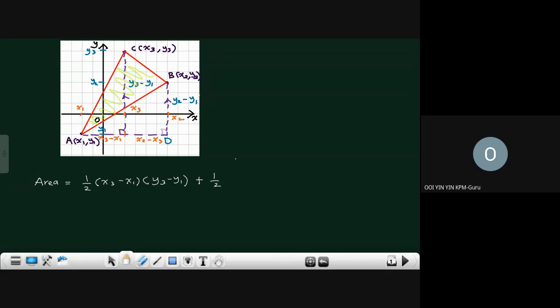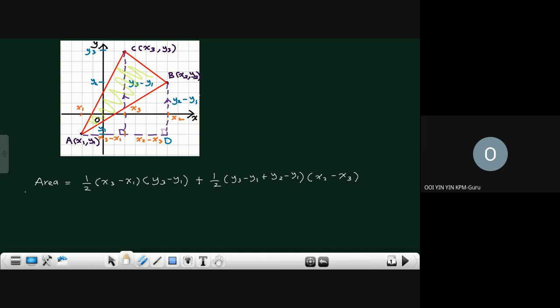I still remember how to find the area of a trapezium. It has two parallel sides, one longer side and one shorter side. The longer side is y3 minus y1, and then you add the shorter side, which is y2 minus y1. Then we multiply with the width, from your 90 degree to your D, x2 minus x3. When you add these two together, you get the whole diagram A, D, B, C.